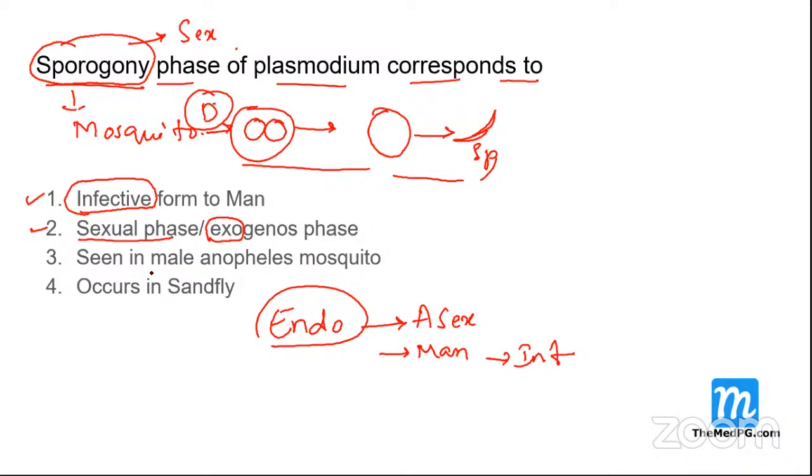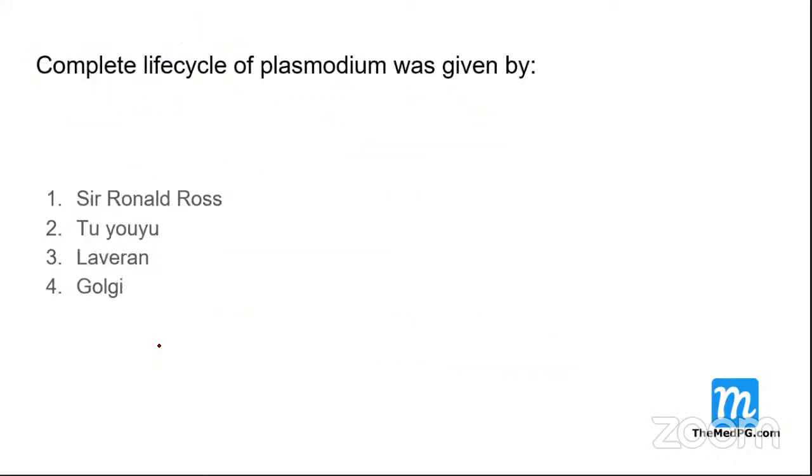Look at the third option, seen in male Anopheles mosquito. Is it seen in male or female? Female. It will happen only in female, because the male doesn't suck blood. It only wants flower nectar. So this point is very important. Malaria is transmitted only by the female Anopheles mosquito, whereas in other disease-causing vectors like the reduviid bug, both male and females are involved. But here only females are involved because they need the blood to continue their progeny, the mosquito life cycle.